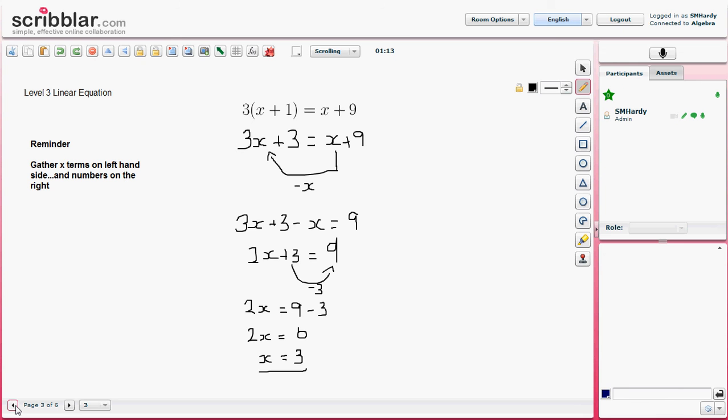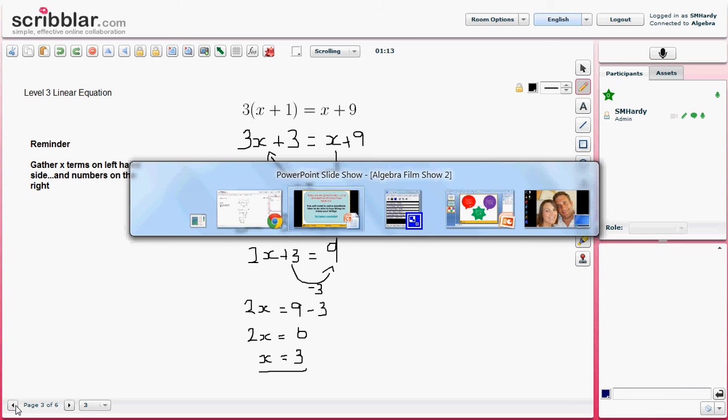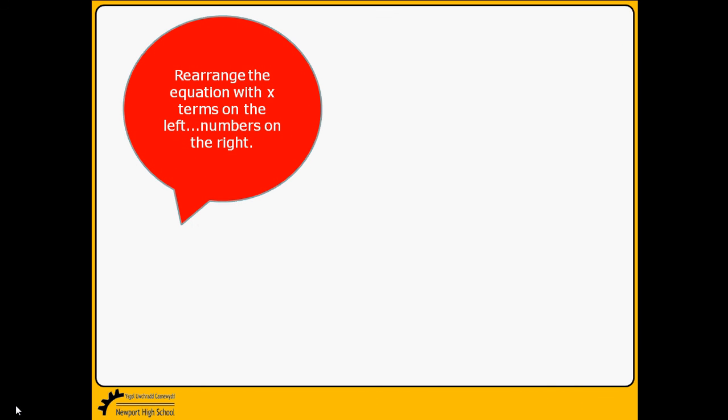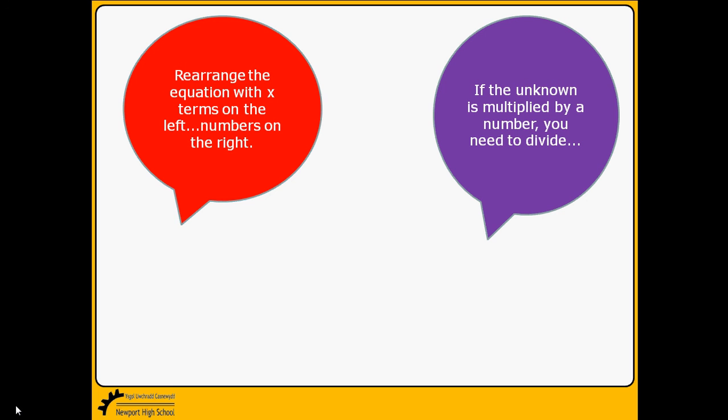Okay, so those examples should help you with any of the work that you are meant to be doing today. Just flick back to the PowerPoint. Things to remember. You need to rearrange equations with x terms on the left and numbers on the right. If the unknown or the x term is multiplied by a number, you need to divide, and those 3 dots just mean and you need to do the opposite for any other operation. So if it's a plus, then you need to minus, etc.